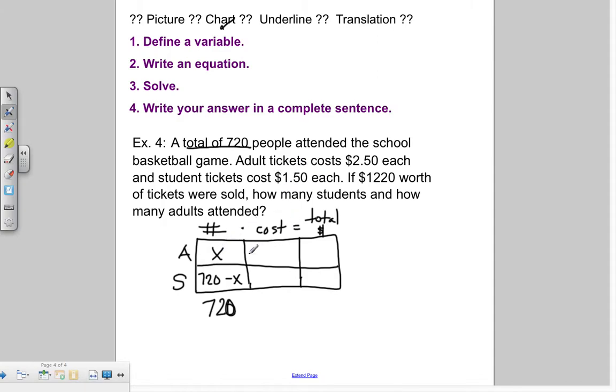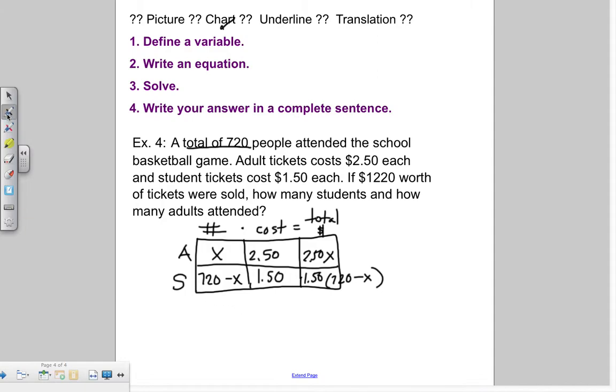Adult tickets cost $2.50. Student tickets cost $1.50. Okay, so now I'm going to use my chart as I did in the age problems and the distance problems to multiply. The number times the cost is 250x. The number times the cost is 150 times, I'm running out of room, 720 minus x in parentheses, and I will eventually have to distribute. So I'm going to erase this because it's in my way.